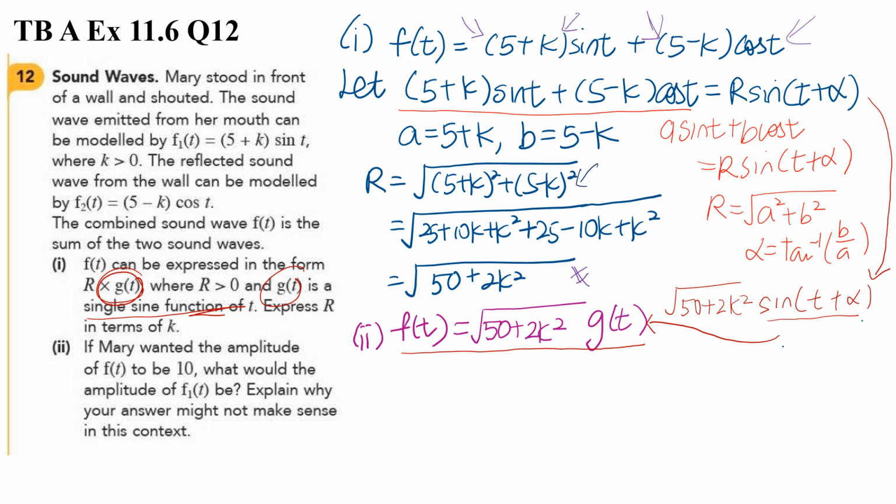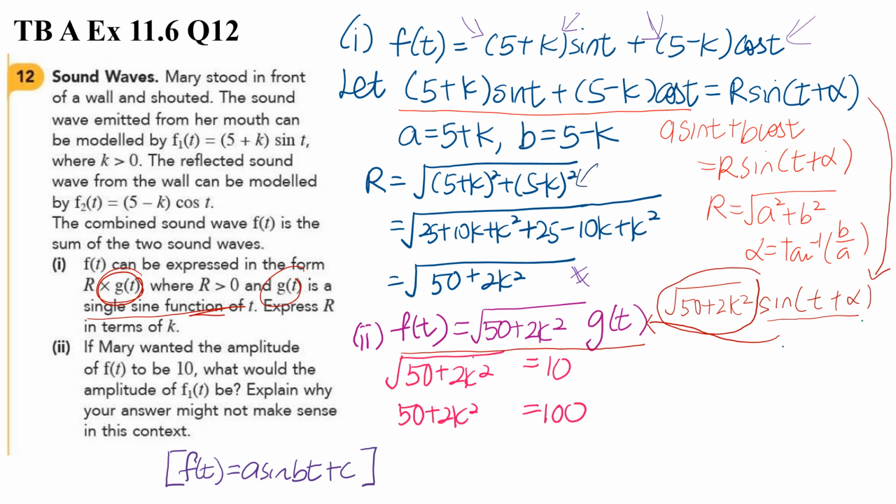So if you look at it, which one is your amplitude? The amplitude obviously is this guy. This guy represents your amplitude. So you just let this equal 10. Then you square both sides, and then you solve it. And you get k equals 5 or k equals -5.